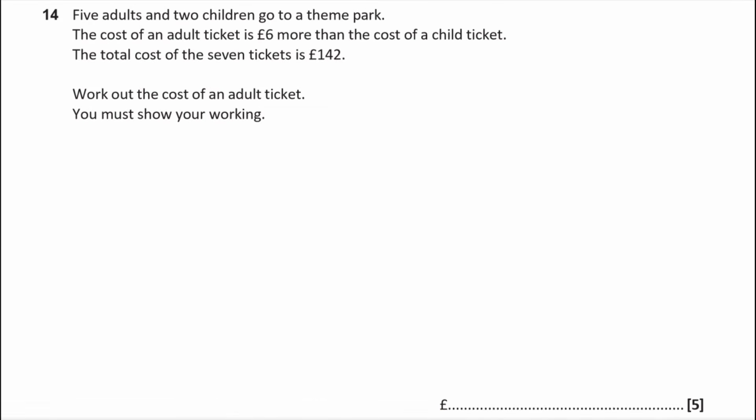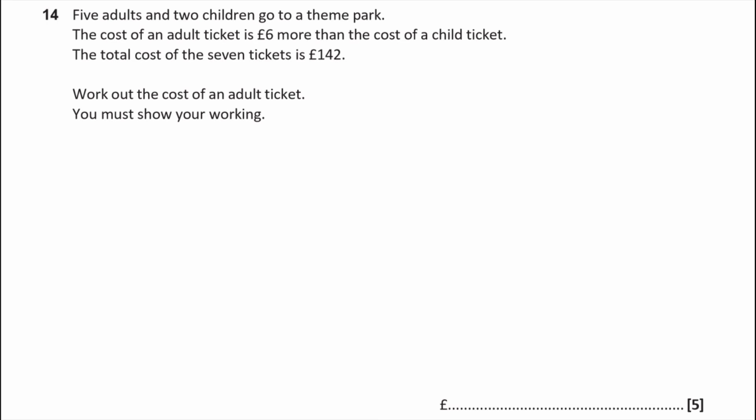Question 14. 5 adults and 2 children go to a theme park. The cost of an adult ticket is £6 more than the cost of a child ticket. The total cost of the 7 tickets is £142. Work out the cost of an adult ticket. You must show your working.